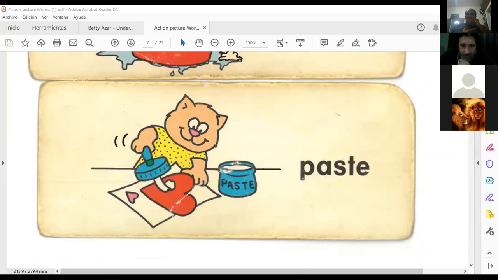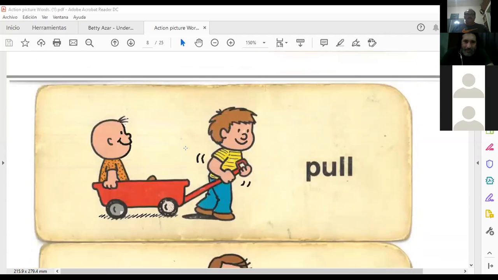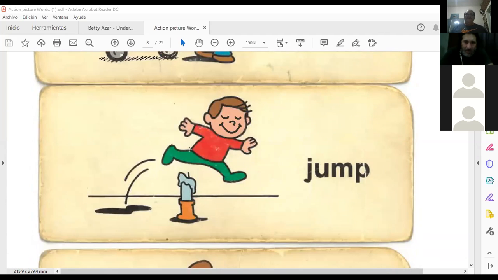Okay, paste. Okay, like copy paste. Have you ever pasted a notice in the street? Okay. Pull and jump.